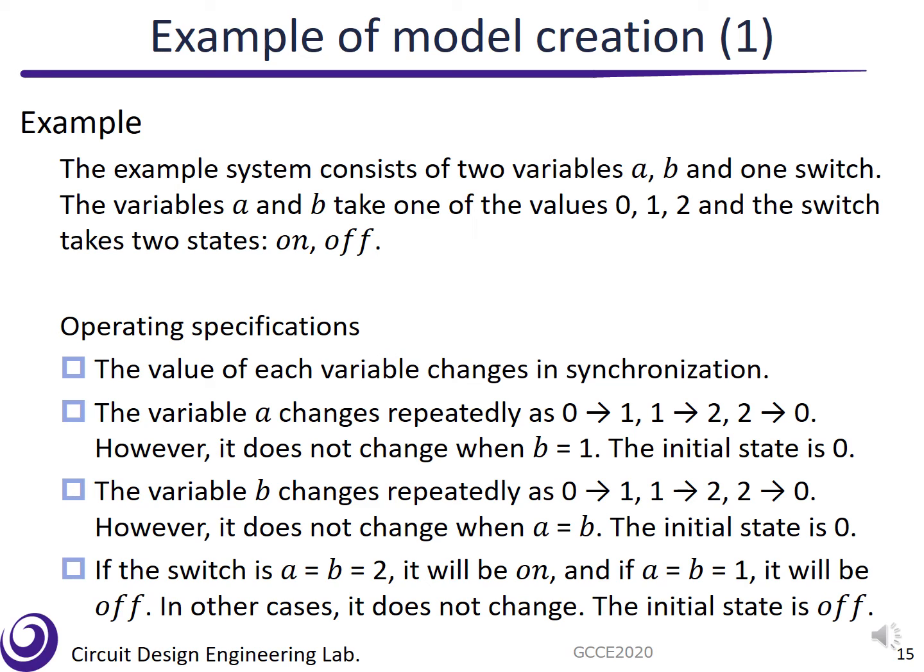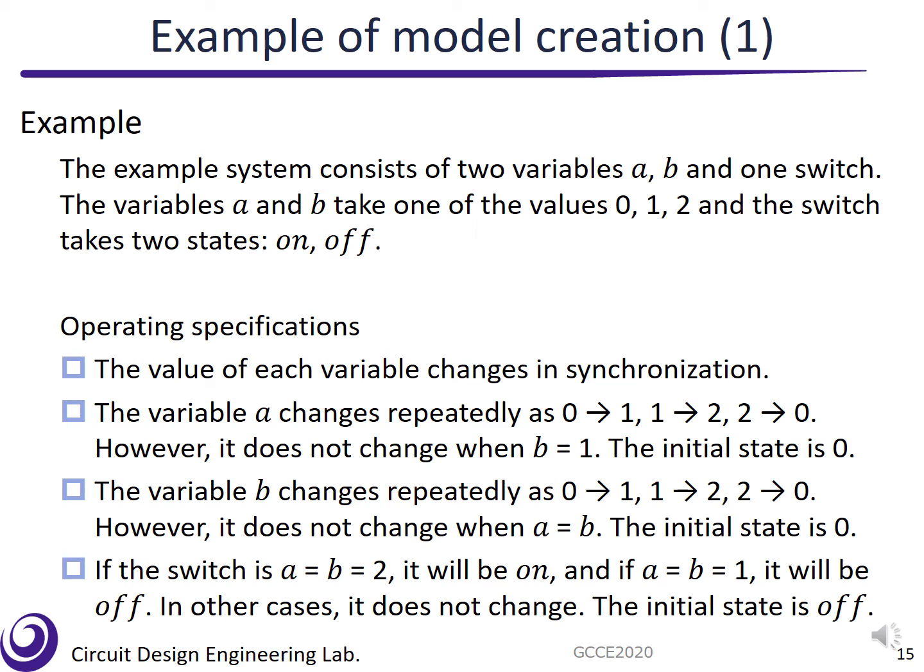Operating specifications: the value of each variable changes in synchronization. The variable a changes repeatedly as 0, 1, 1, 2, 2, 0. However, it does not change when b equals 1. The initial state is 0.